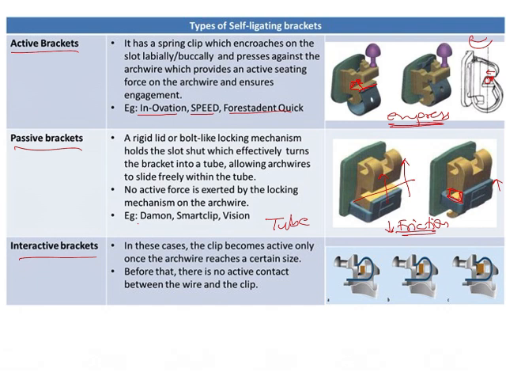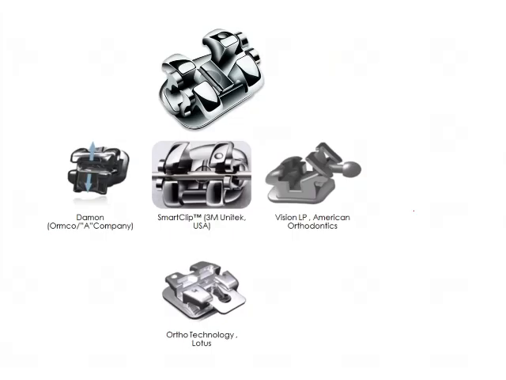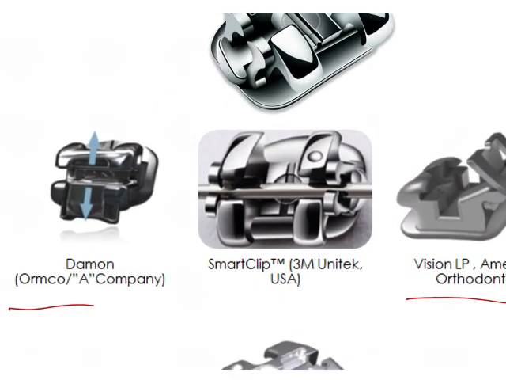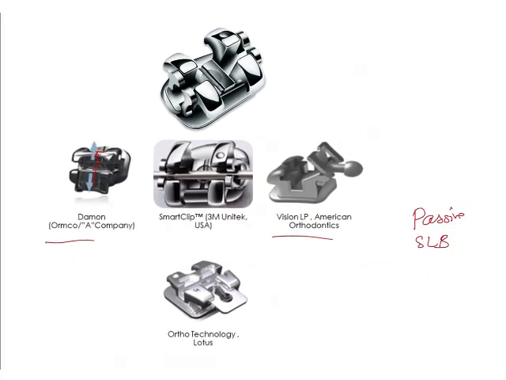Now the types of passive brackets are Damon brackets, SmartClip brackets, and Vision brackets. So this is what they look like. These are passive self-ligating brackets. This is what Damon and Vision brackets look like. They have this slide mechanism which closes over the slot.